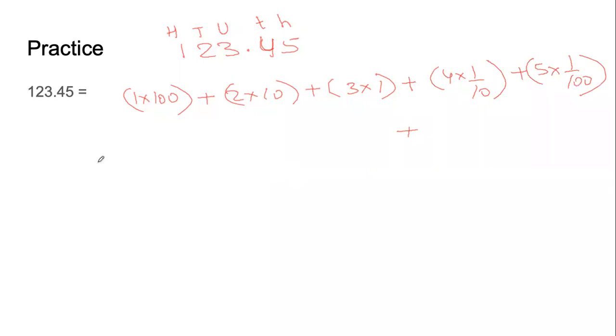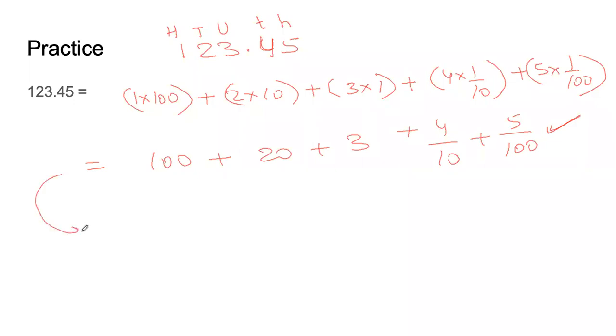इसको हम लिख सकते हैं 1 into 100 is 100. 2 into 10 is 20. 3 into 1 is 3. 4 into 1 by 10 is 4 by 10. 5 into 1 by 100 is 5 by 100. This is the minimum answer I was expecting. Now from here, if you understand how to divide these numbers, you should have written 100 plus 20 plus 3 plus 0.4 plus 0.05. This is the beautiful answer.